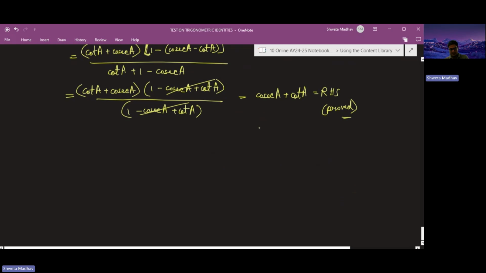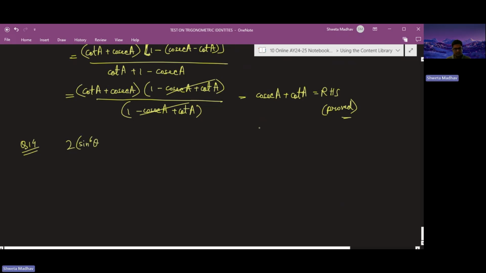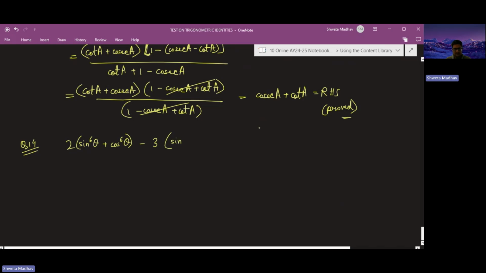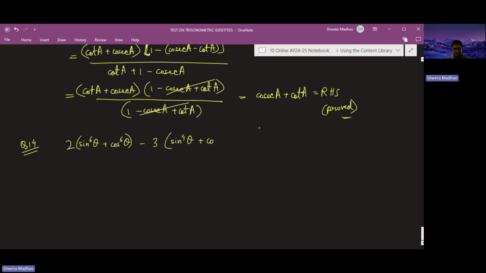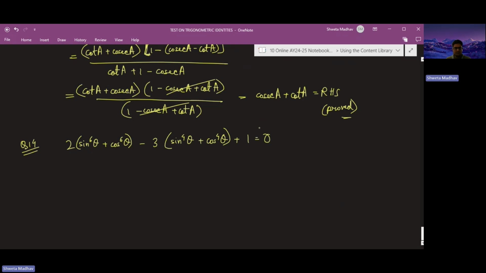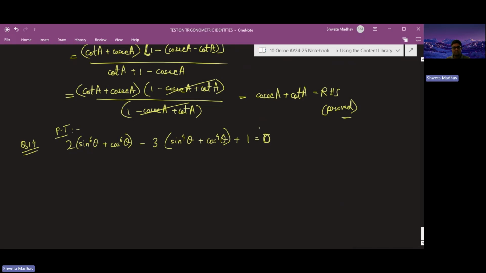Then in the last question, question number 14, it has been told to prove that 2 into sine power 6 theta plus cos power 6 theta minus 3 into sine power 4 theta plus cos power 4 theta plus 1, that is equal to 0. So this we have to prove.